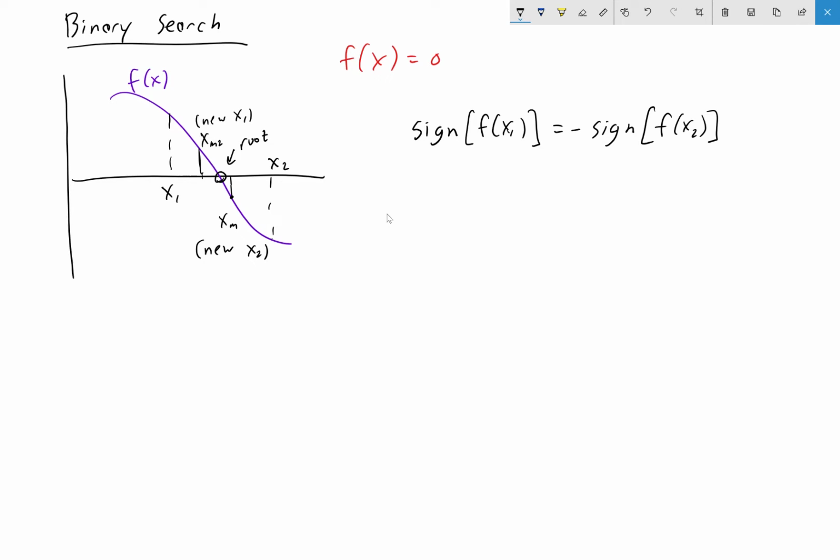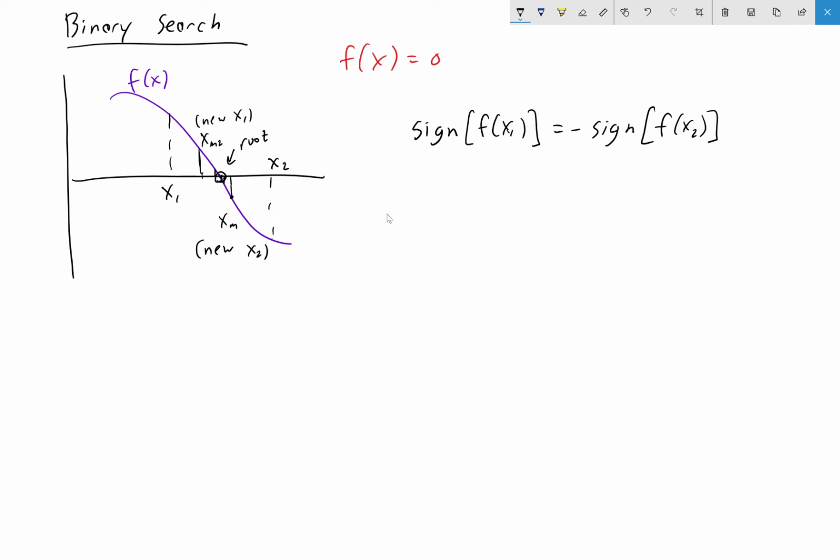And we're going to just keep cutting this thing in half and in half and in half until the x1 and x2 are so close together that we can say, yeah, good enough. We're within 1 part in a million or a billion or whatever your tolerance is. That's where the solution is.